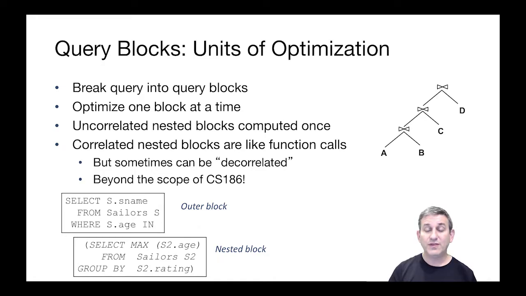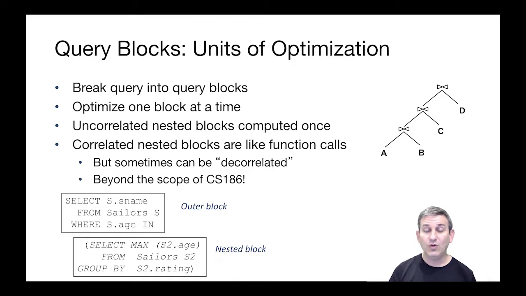Query blocks are units of optimization, and we're going to break an SQL query into its multiple query blocks, optimizing one block at a time. The example on the bottom of the slide has an outer query block and a nested query block. Because the optimizer only sees one block of the query at a time, it doesn't do a global optimization of the whole query.